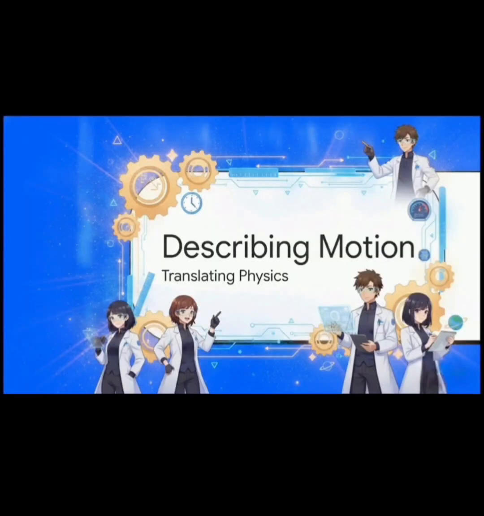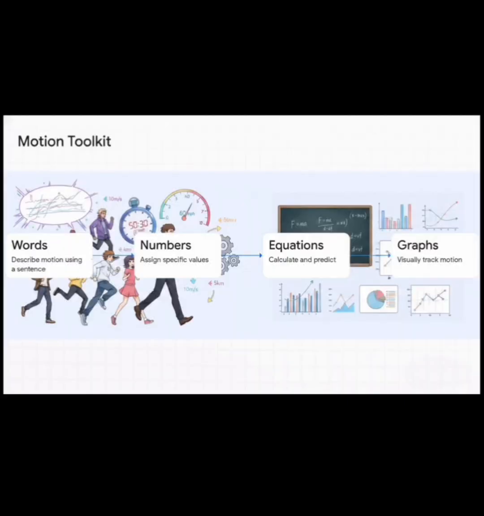Describing motion 4 ways. Translating the physical world. So okay, we have our quantities, our scalars, and our vectors. But how do we actually communicate these measurements? Physicists translate this physical reality into usable data. Motion can be described using words, numbers, equations, and graphs. And this is a complete translation toolkit.